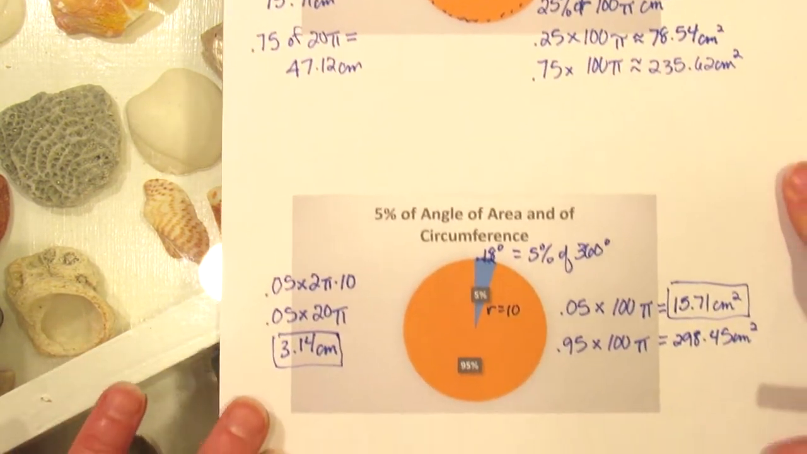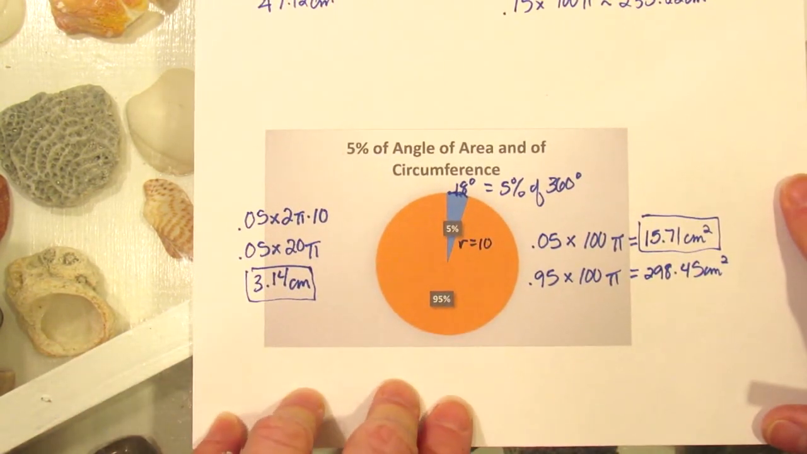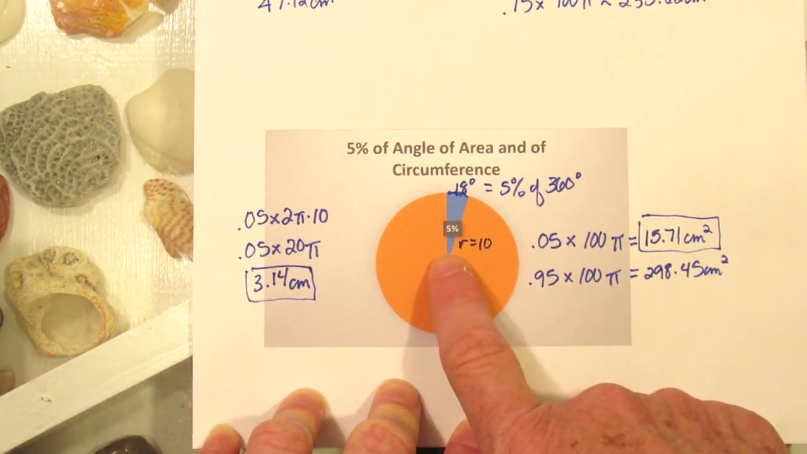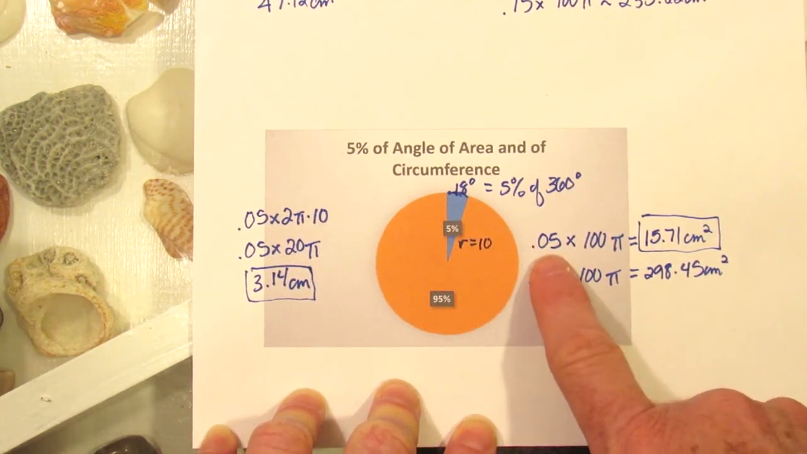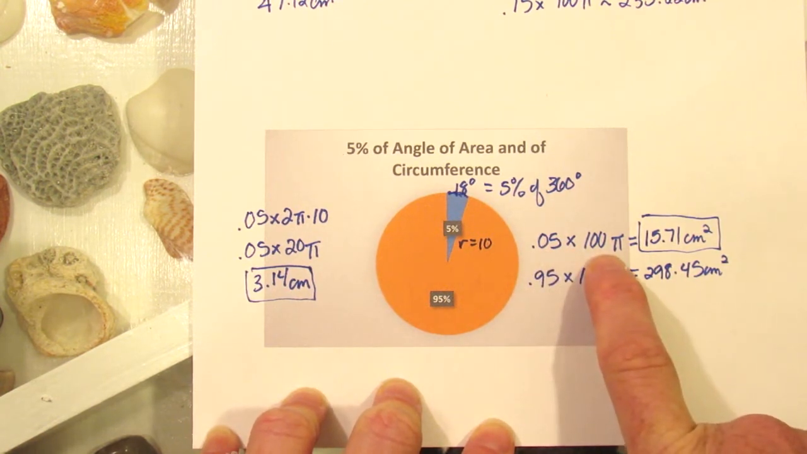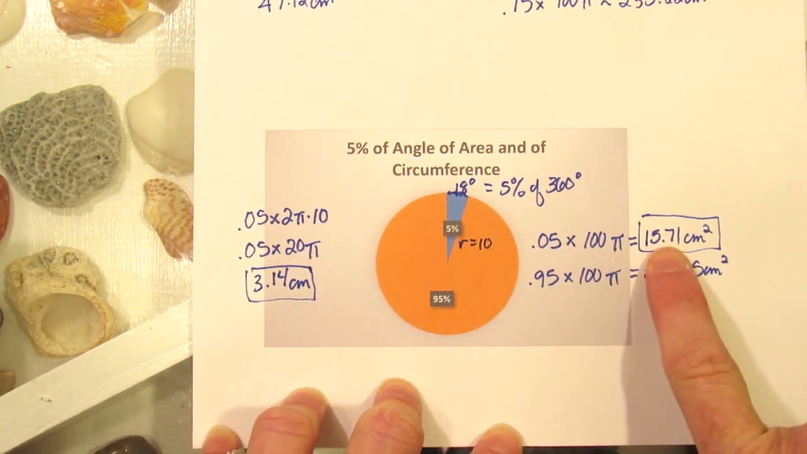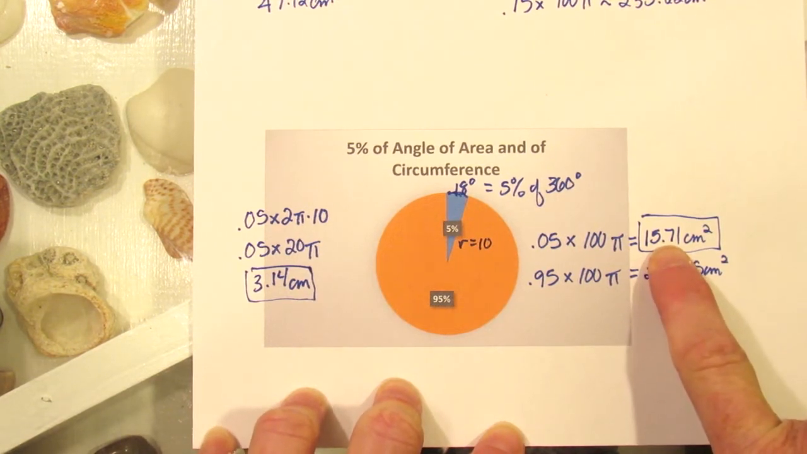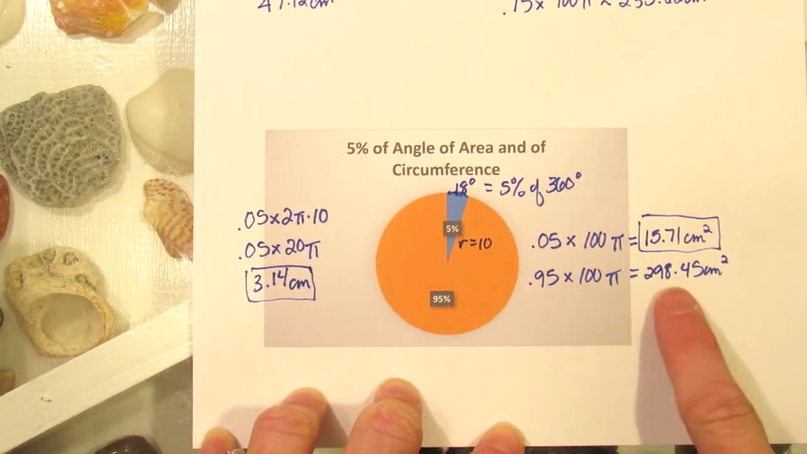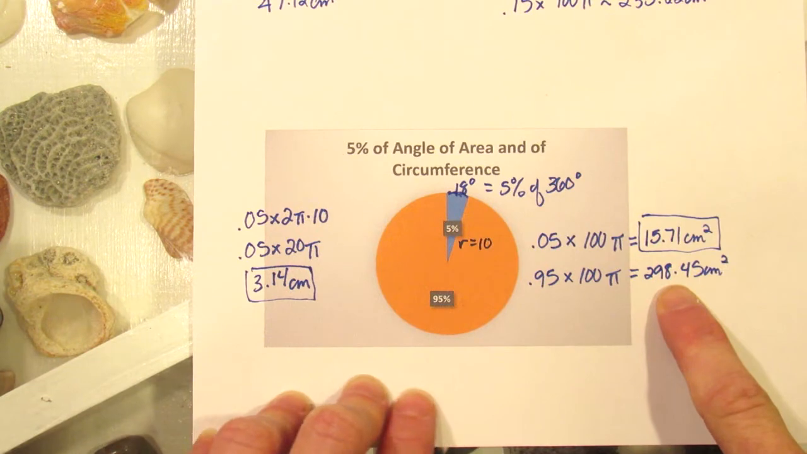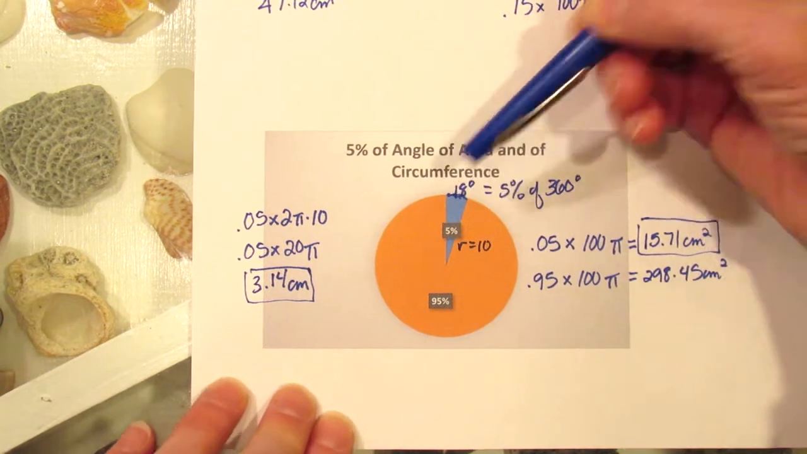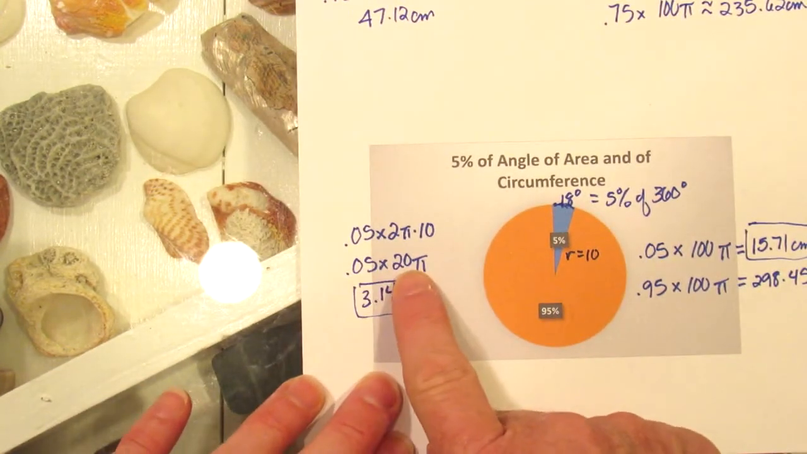That applies no matter what size angles you have. If I have a little tiny angle, 18 degrees, that's 5% of the circle. Then the blue area is covering 5% of the entire area. So 0.05 times 100 pi square centimeters is approximately 15.71 square centimeters. The orange area is 95% of the entire area, or approximately 298.45 square centimeters.